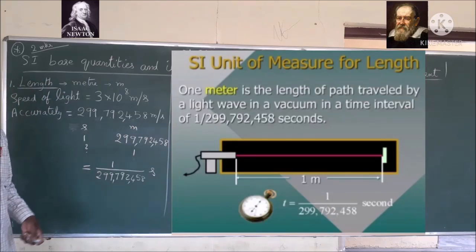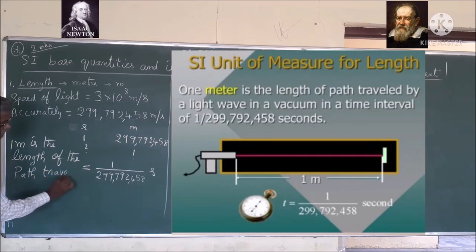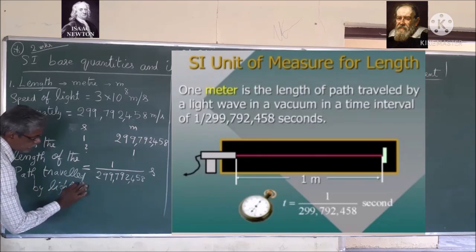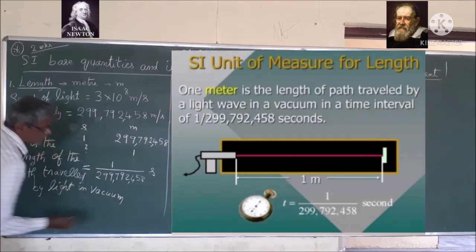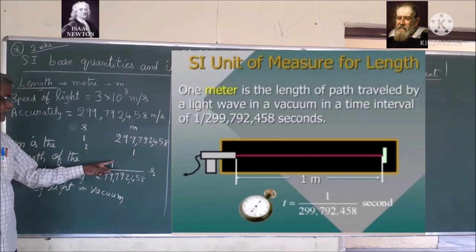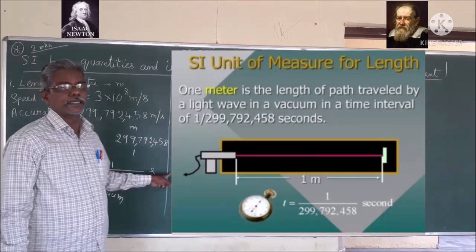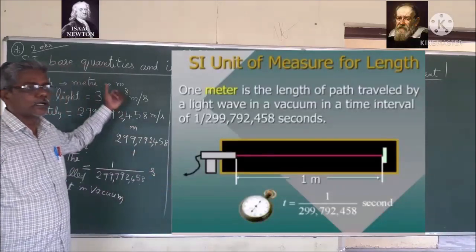Now I can define 1 meter. 1 meter is the length of the path traveled by light in vacuum in 1 by 299,792,458 seconds. This is the definition of 1 meter.